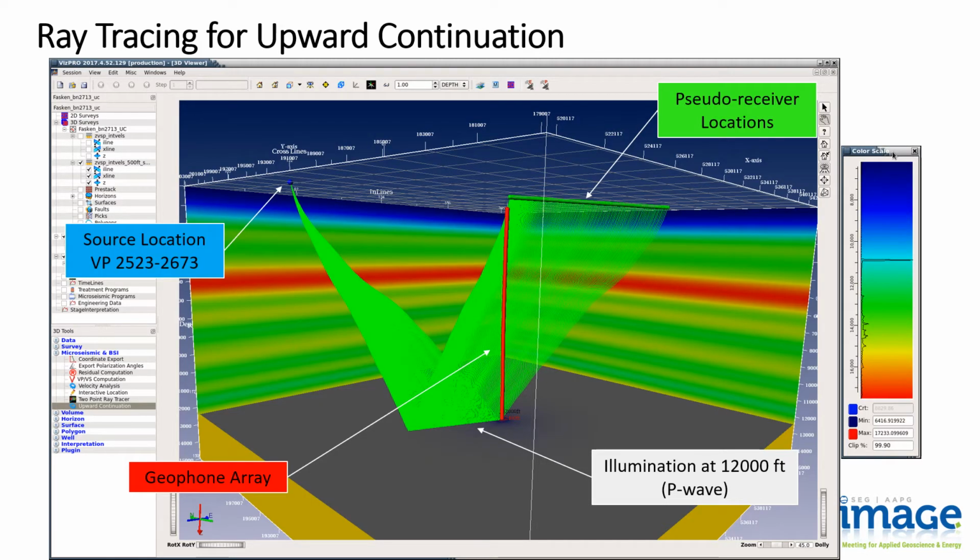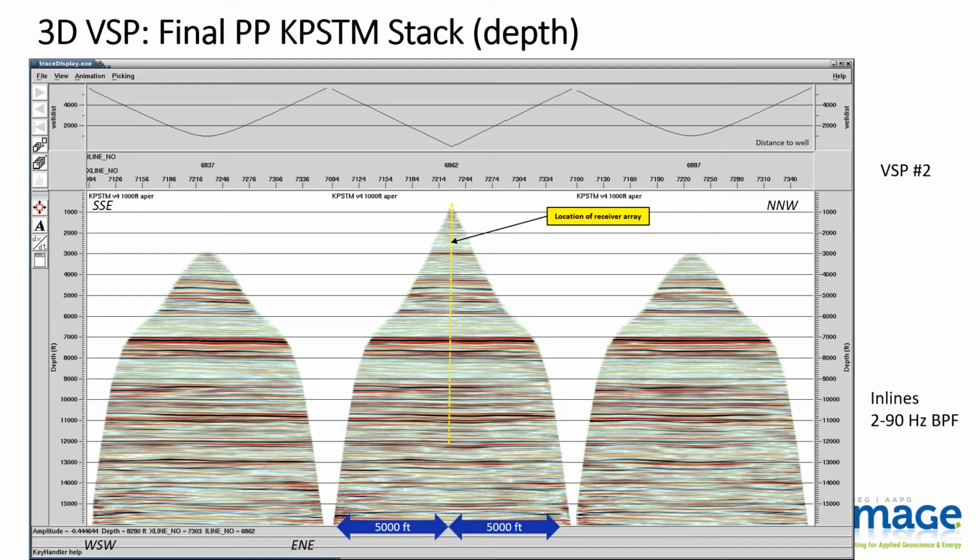Here I show a 3D image of a single source and the ray tracing for our upward continuation process. This type of display can give the processor an idea of the illumination possible for any given source point and target depth. This is the result of this imaging process for VSP number 2. This slide shows 3 extracted inlines from the 3D image volume, roughly 620 feet apart. The yellow line represents the location of the downhole geophone array. The illumination radius near the bottom of the VSP array is roughly 5,000 feet.